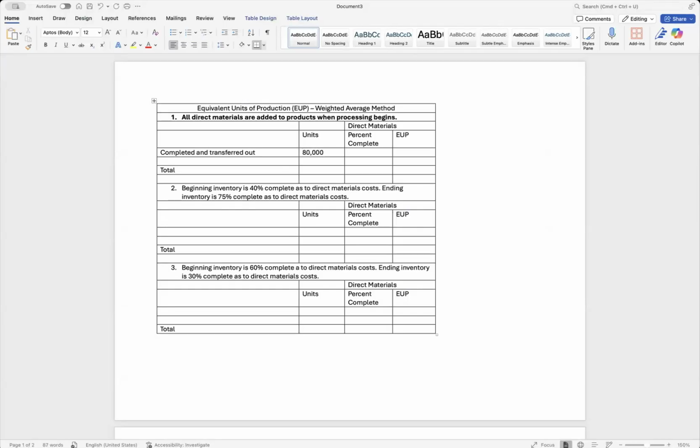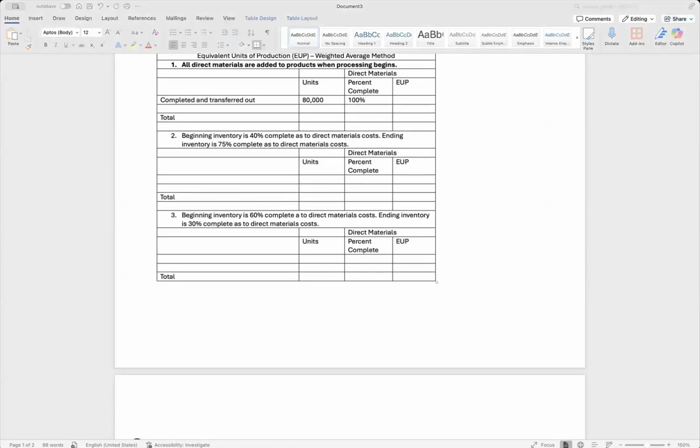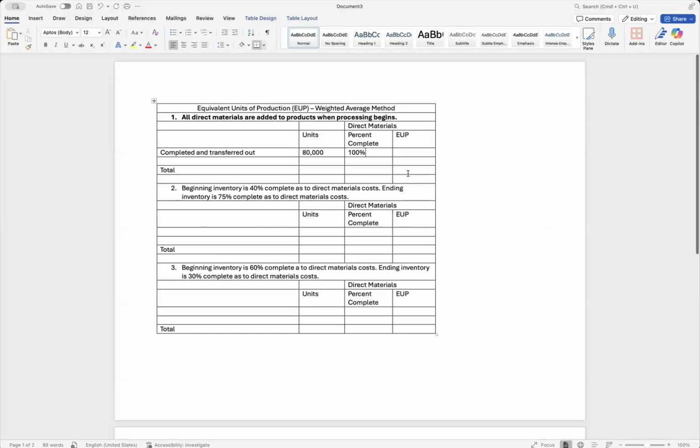And then it says all direct materials are added to products when processing begins. So all the direct materials have already been added into these. They've been completed. They've been transferred to the next department. All the direct materials have been added at the beginning of the process. So the percent complete for direct materials is 100%. And so the equivalent units of production is 100% of 80,000, which is 80,000.